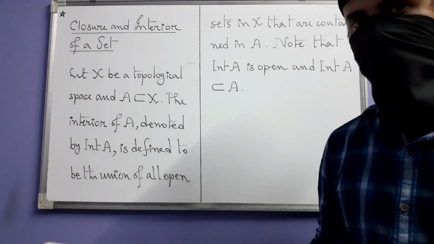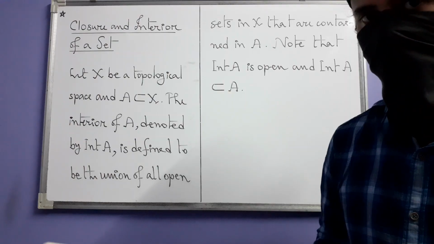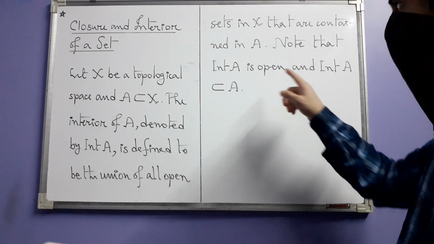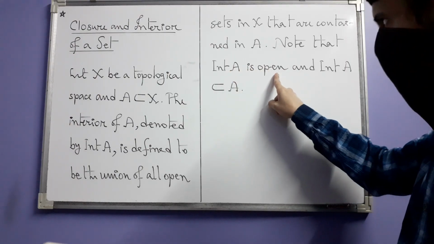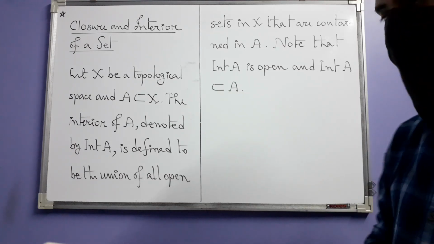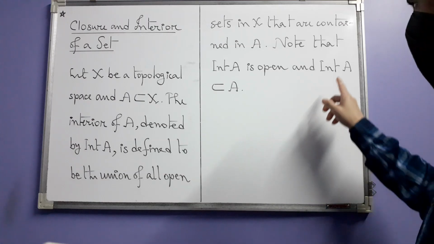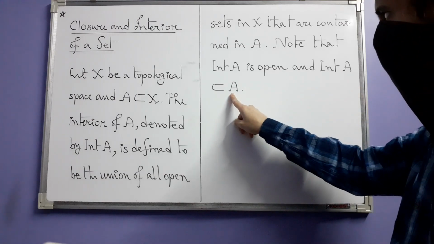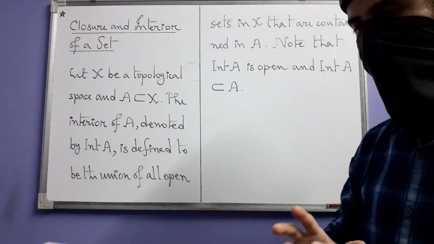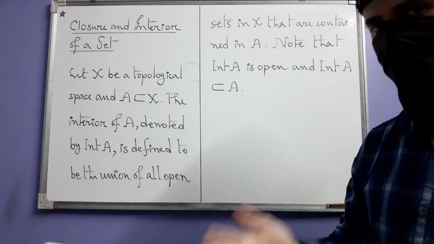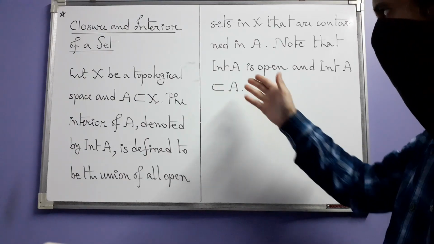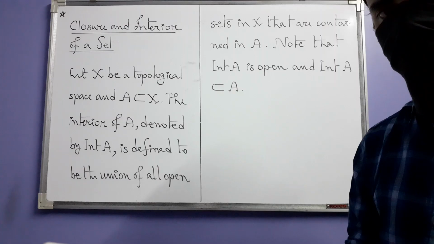Now, two facts about the interior immediately follow from the definition. Namely, that the interior of A is open. It's an open set in X because it's a union of open sets, so it is open. And the other thing is that it's a subset of A because it's the union of all open sets which are subsets of A. So that's why the union is also a subset of A.